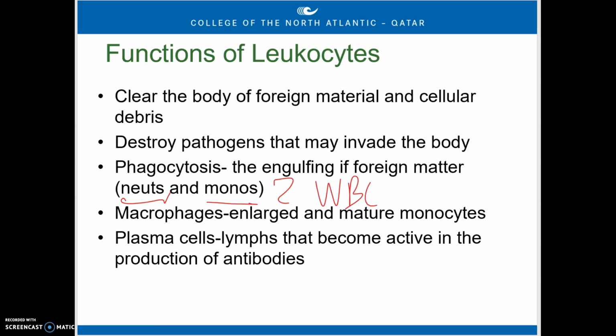Macrophages are another example of big, mature monocytes, and plasma cells and lymphocytes become active in the production of antibodies. So these steps right here are going to be part of the immune process, and we're going to get more into that in a later unit.